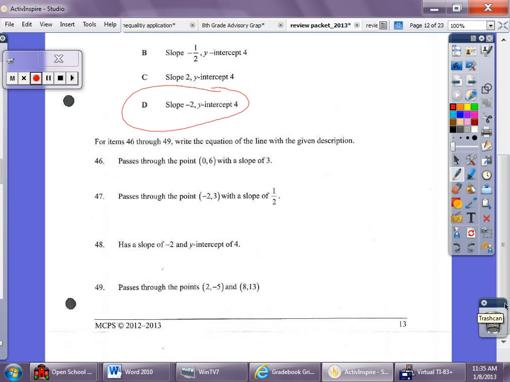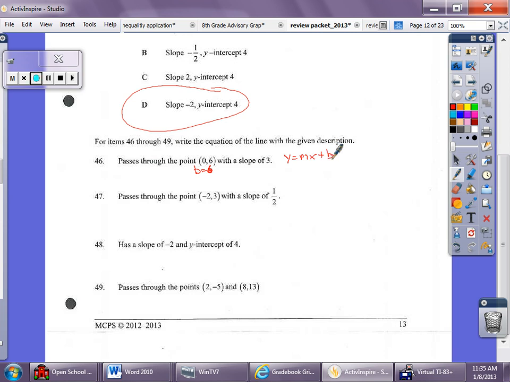For 46 through 49, write the equation of the line. The first passes through the point (0, 6) with a slope of 3. Well, if we just look at this, we know that the y-intercept is 6, because in order to find the y-intercept, you put 0 in for x. If we know that our b value is 6, we can easily write our equation, but let's just think we didn't know that. What we do know is that we have y equals mx plus b.